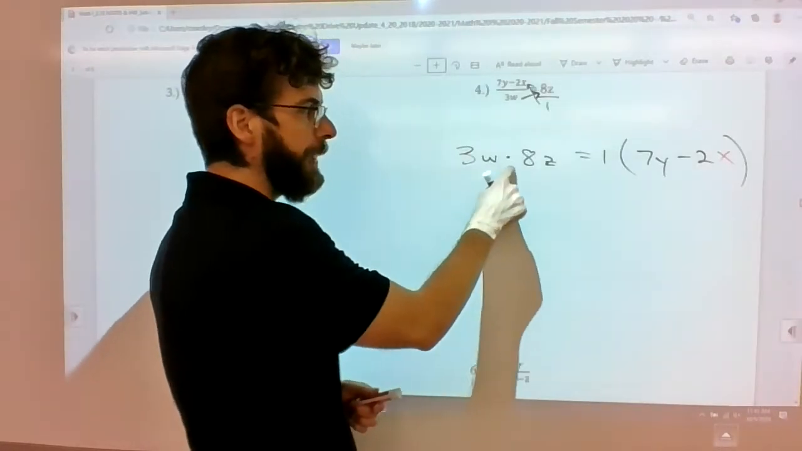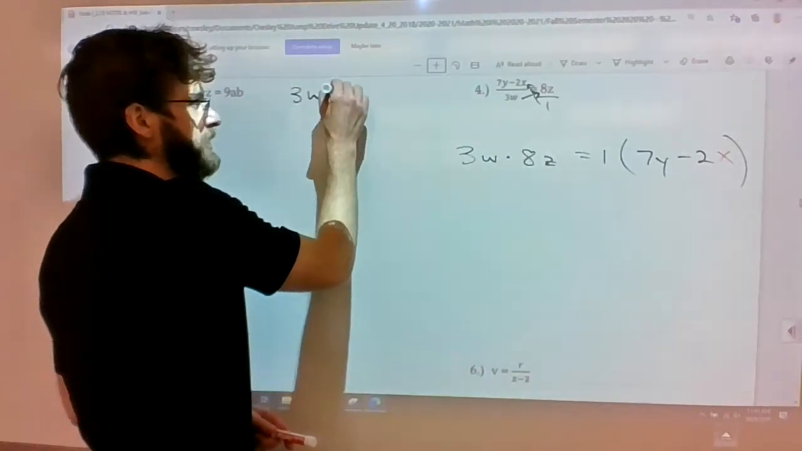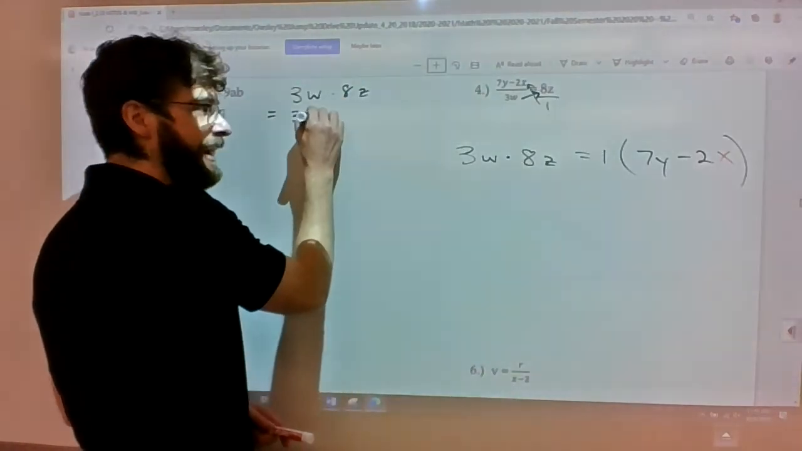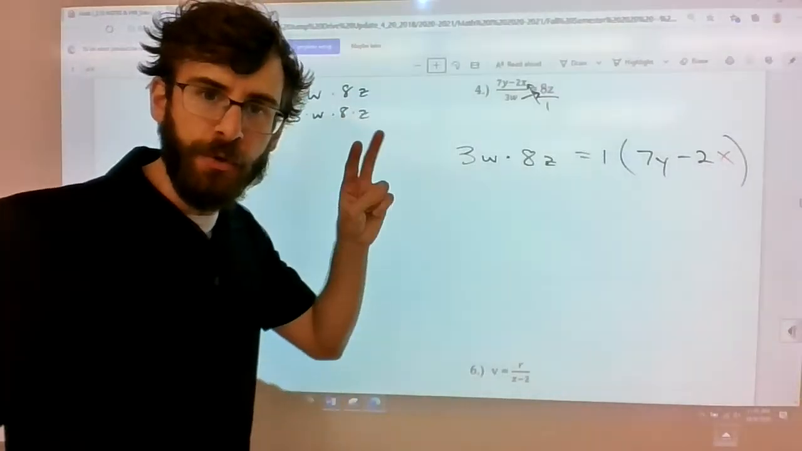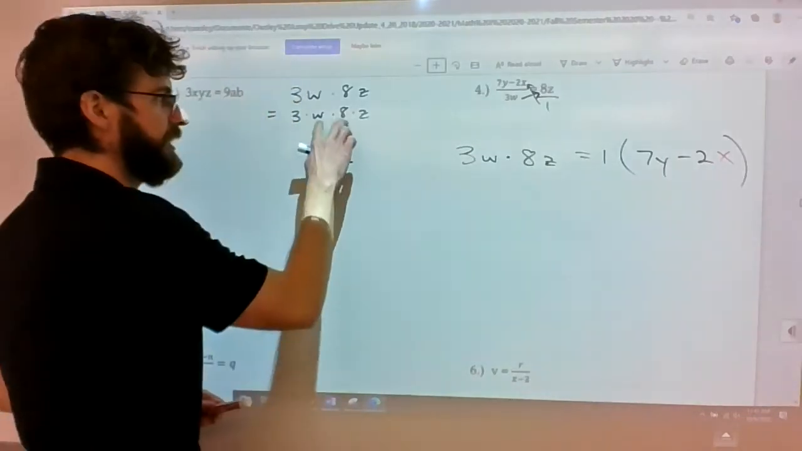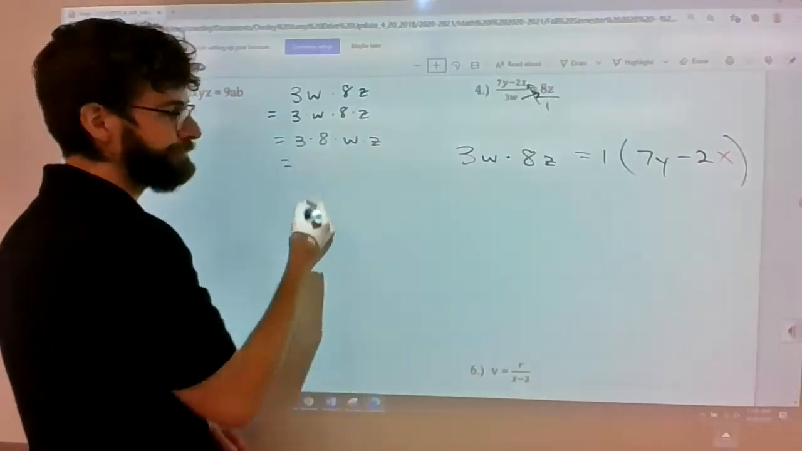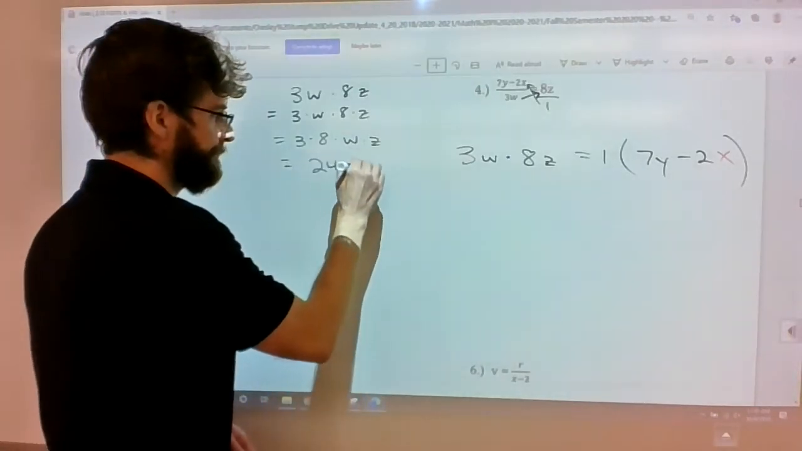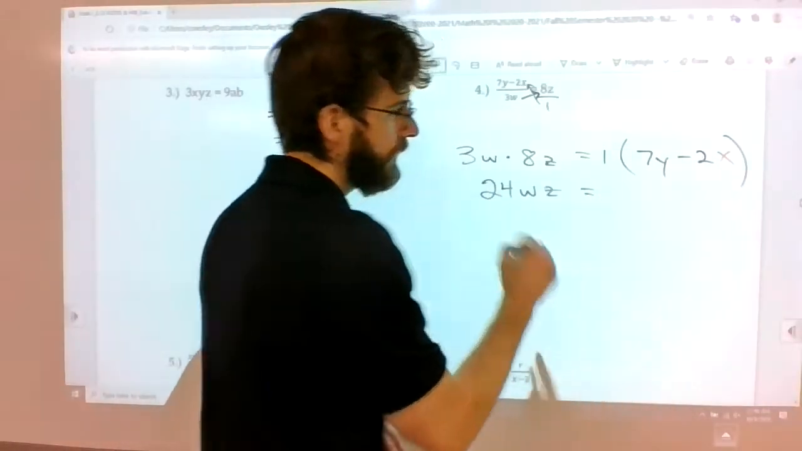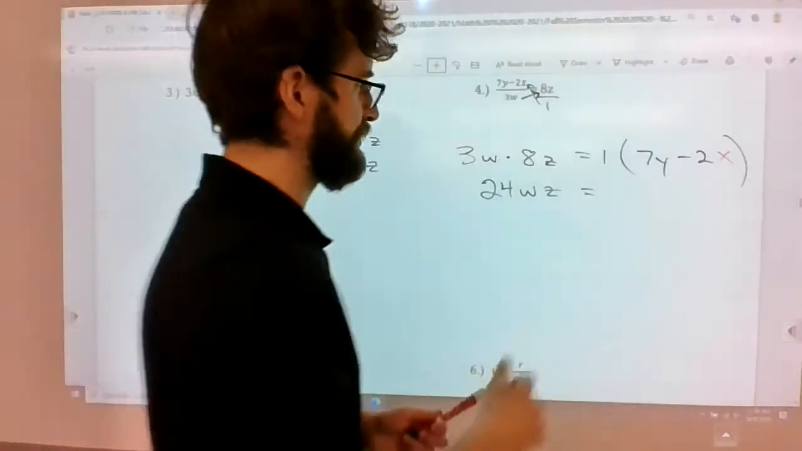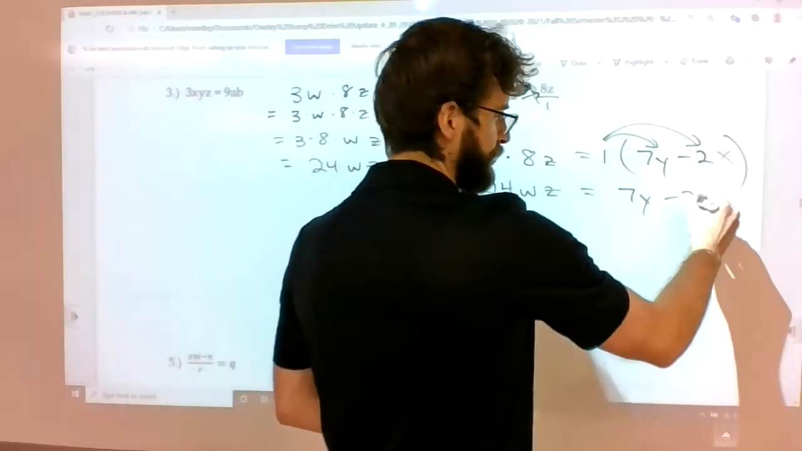So remember, 3w times 8z can be multiplied because 3w times 8z is equal to 3 times w times 8 times z. If it's a string of multiplication, then you can use the commutative property to rearrange. Switch the w and the 8 and you get 3 times 8 times w times z. That's 24wz. And then on the right-hand side, anything times 1 is itself, so it's going to be 7y. And it's still going to be minus 2x.